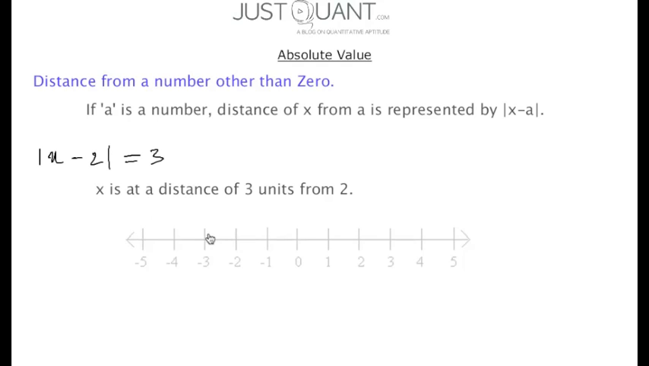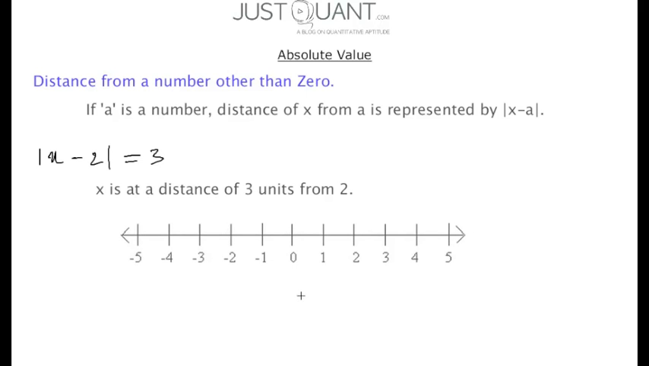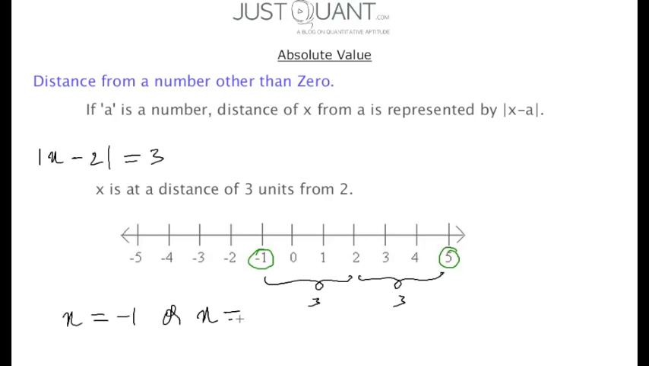So the values of x will be equal to 5 or minus 1, since these are the two numbers which are at a distance of 3 units from 2, right? This is 3 units and this is also 3 units. Hence, we get the values of x as either equal to minus 1 or equal to 5, right?